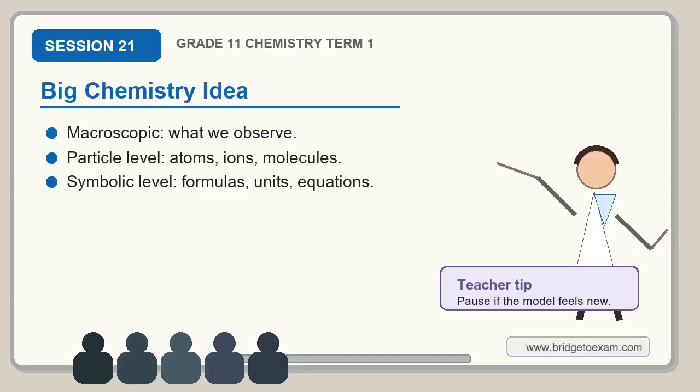VSEPR stands for valence shell electron pair repulsion. Electron groups around a central atom repel each other and spread out to reduce repulsion. Molecular shape depends on both bonding groups and lone pairs. When you feel stuck, ask, what did I observe? What are the particles doing? And what symbol or calculation represents it?